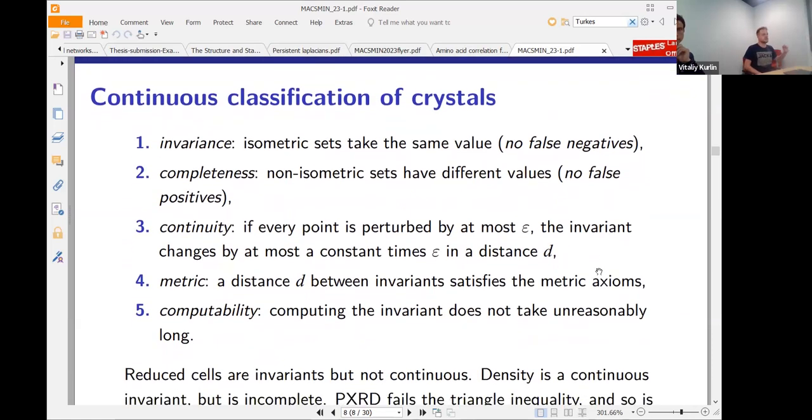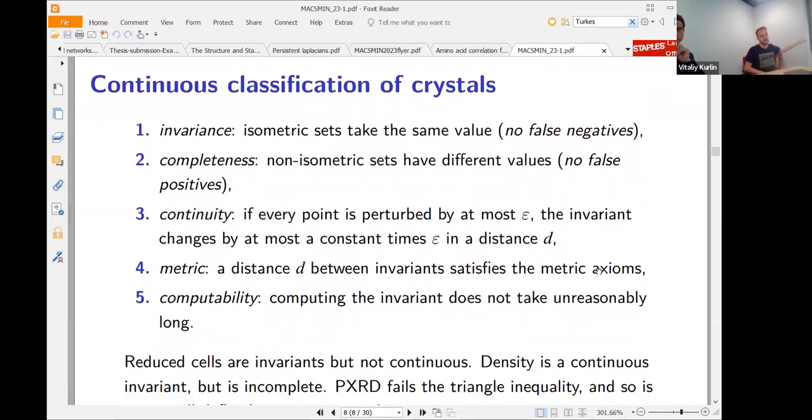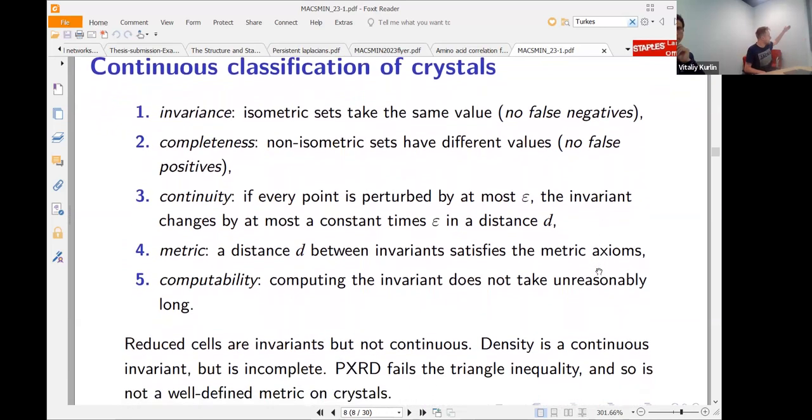Let's just list the things that we're aiming for here. We have invariance, so no false negatives, or equivalent things go to the same descriptor. Completeness, different things go to different descriptors, no false positives. Continuity, meaning atoms wiggling about doesn't cause big discontinuities in our output. Metric, which specifically is defined on two invariants, right? You take two crystals, you compute their invariants, and then you have a metric between them.